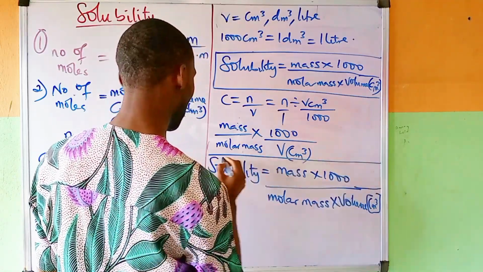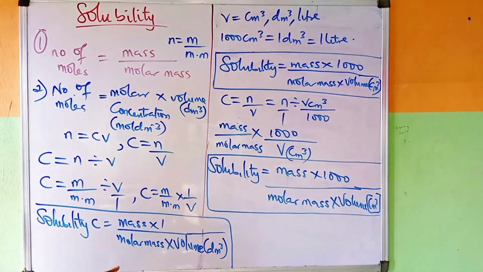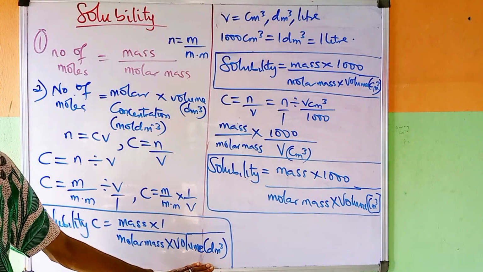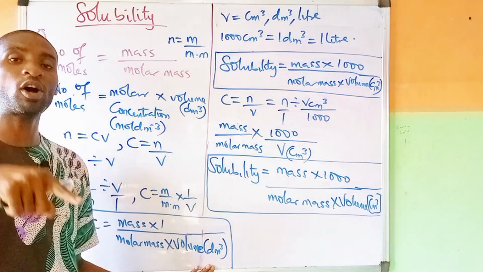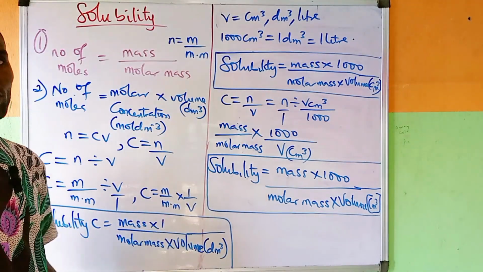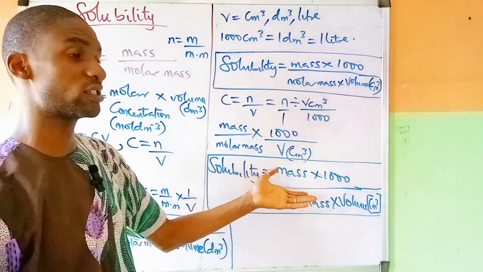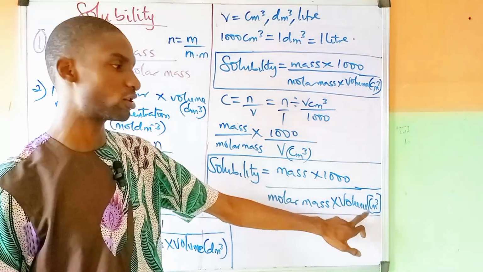So as a reminder, the difference between the two is if the solvent or solution we're given is in dm cube, you don't need to include 1000. But if the solution you were given is not in dm cube, if it is centimeter cube, you need 1000.